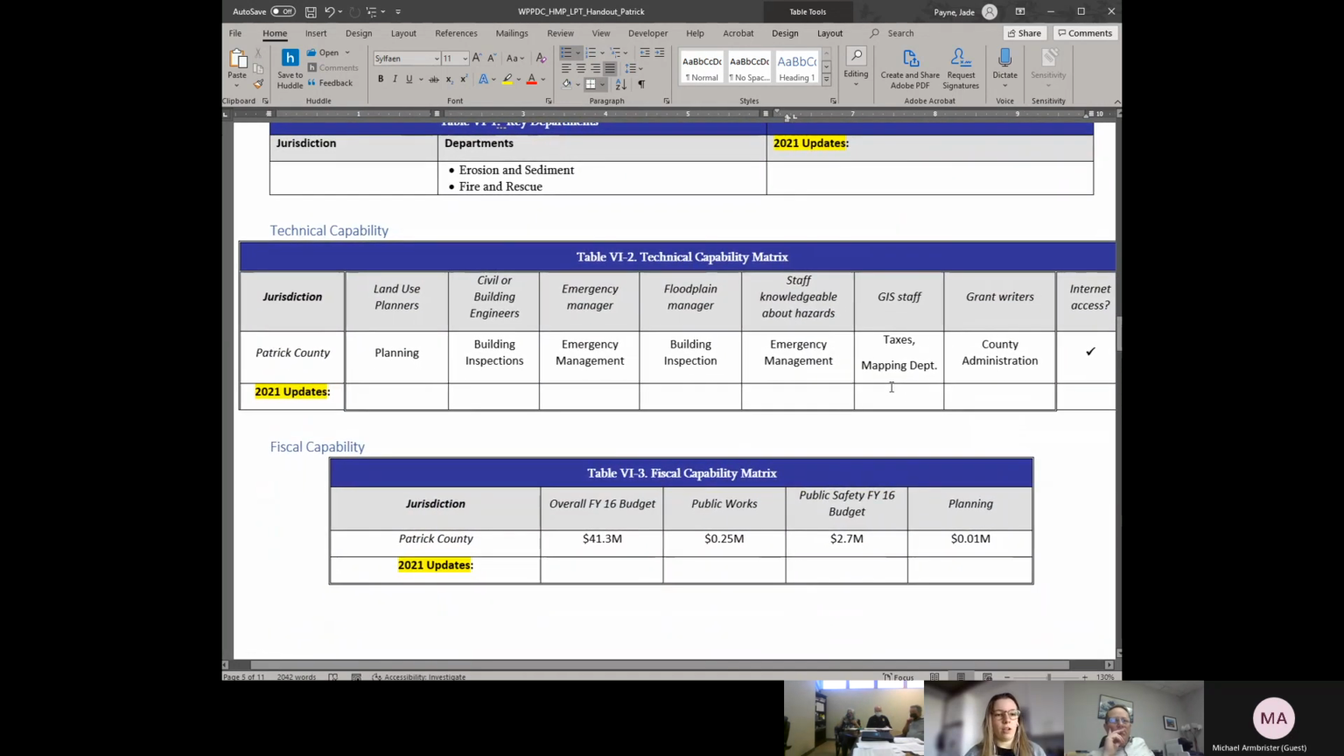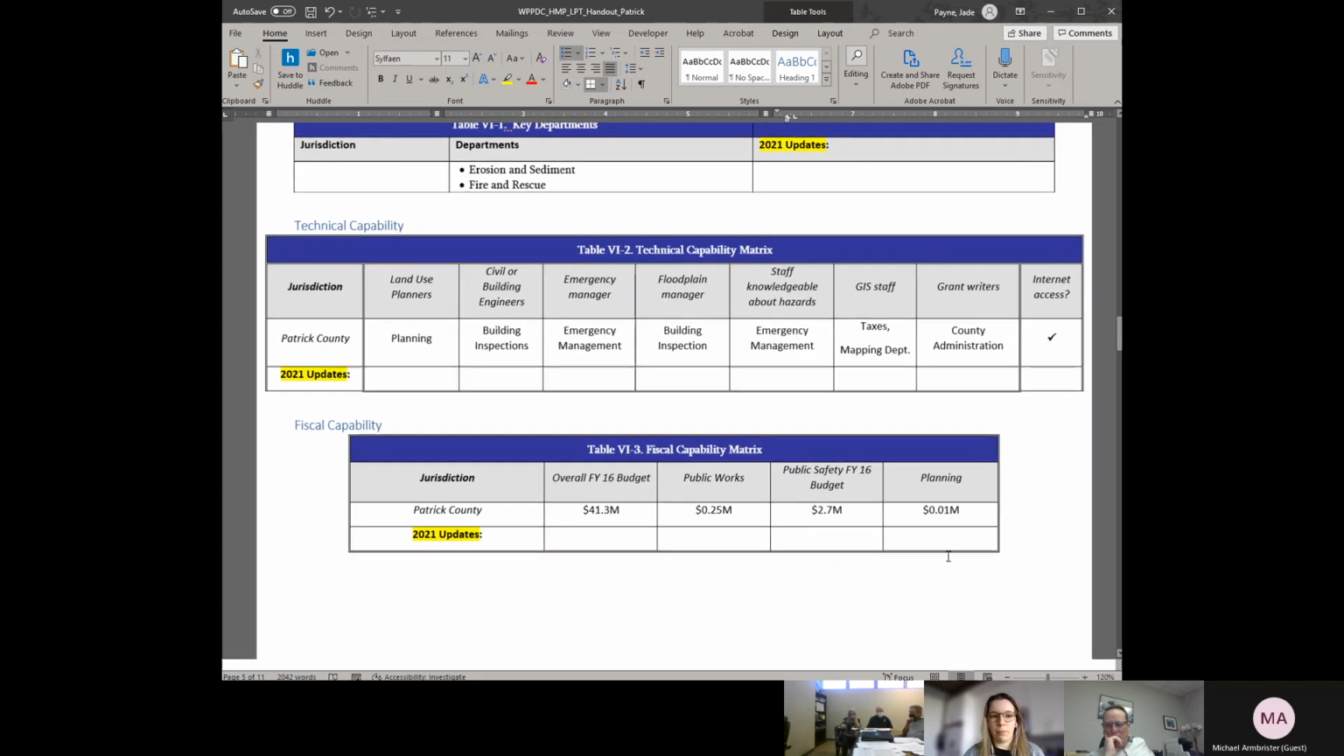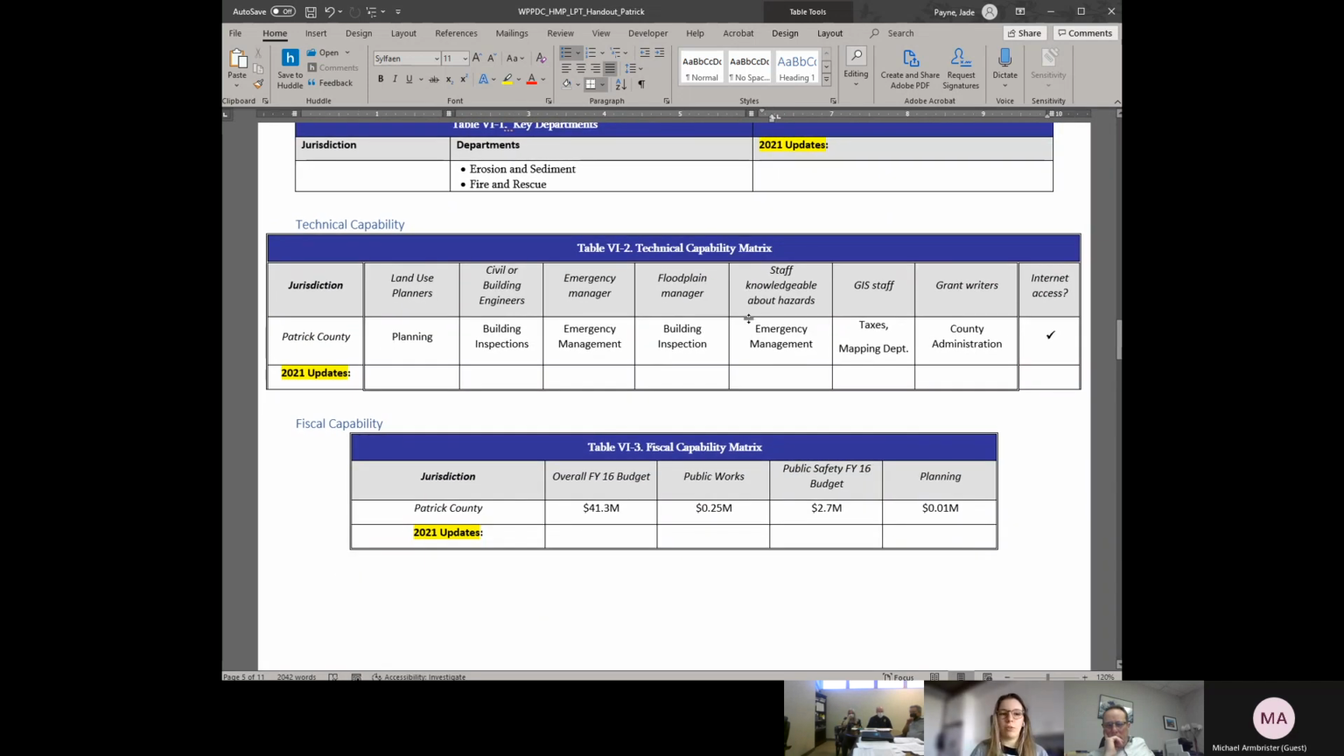Okay. So moving on to technical capability. So this is basically providing categories like land use planners, floodplain managers, GIS staff, and the departments that they belong in. Do you see any changes here? Or is everything pretty consistent? This is what we had last year.